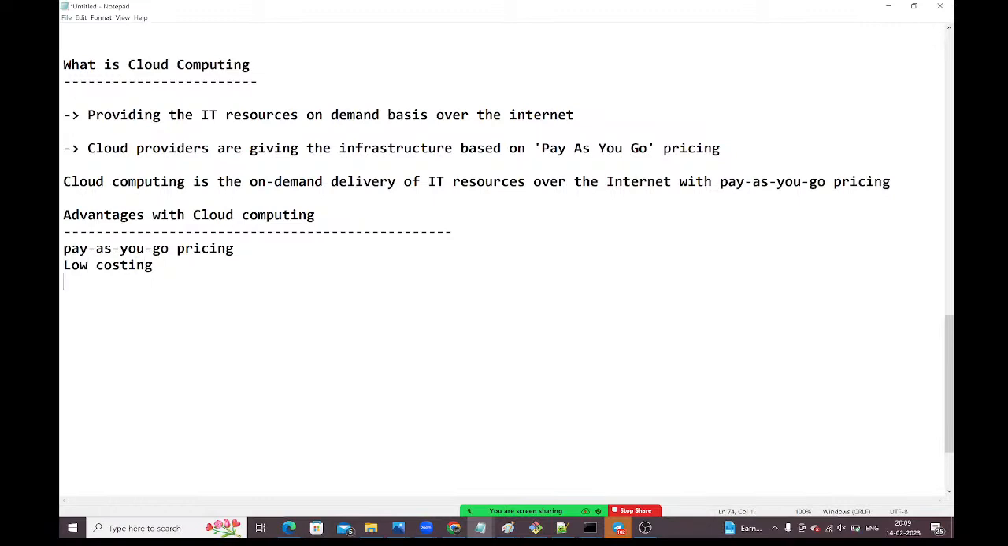Next one, guys, high scalability available. If traffic is suddenly increased, guys, automatically cloud computing will increase the number of servers. If traffic is suddenly reduced, no problem, cloud computing will reduce the number of servers also. Next, availability, guys. Applications are highly available. Without downtime, your application will be running 24/7 if you go with cloud computing.